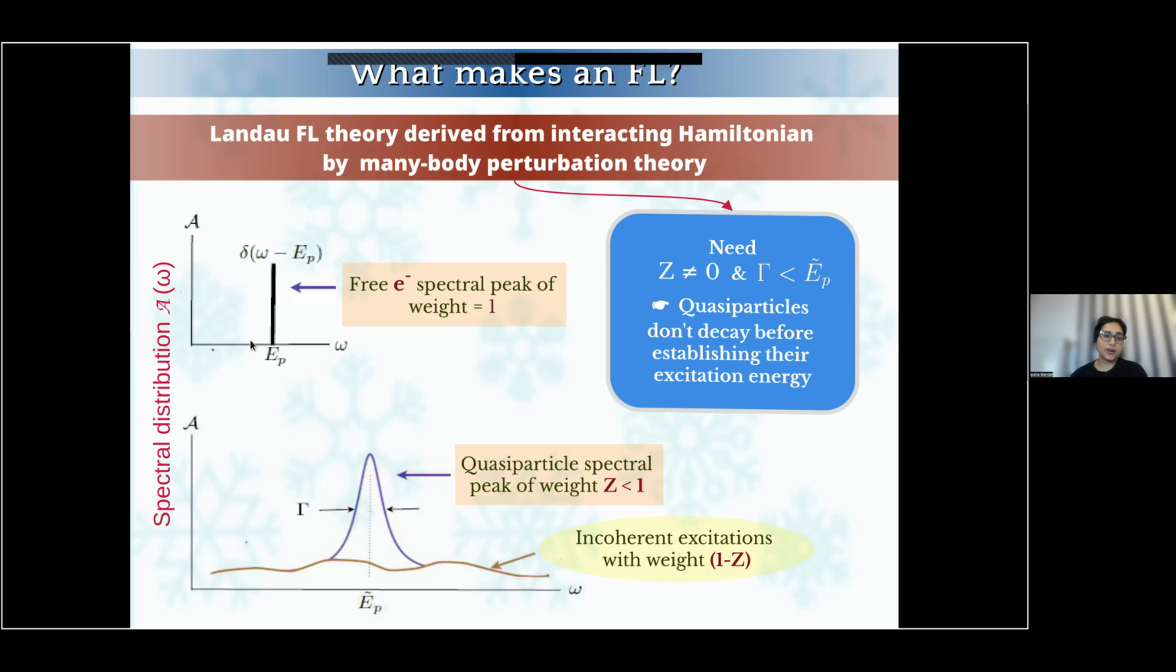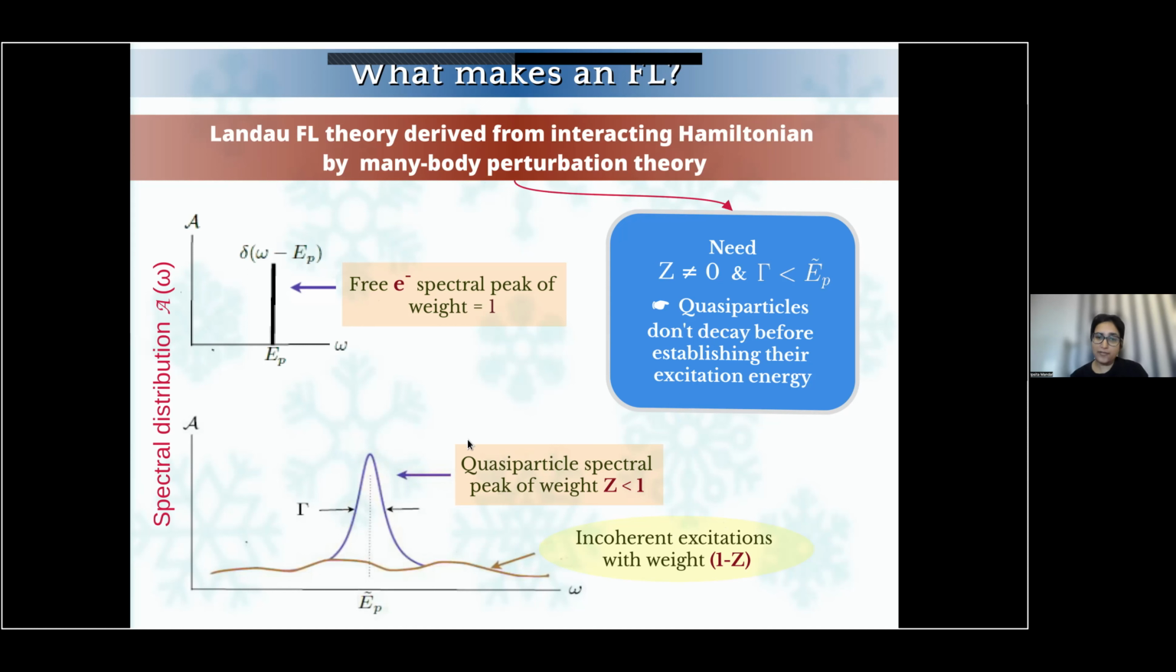Now, if we draw the spectral function A, first for a free system, then the excitation has this delta function peak, which has weight 1. Now, if we move to an interacting system, this delta function peak becomes a Lorentzian, and its weight reduces from the value 1. The rest of the weight is shared by some incoherent background excitations.